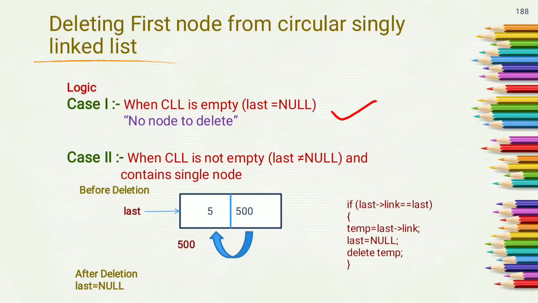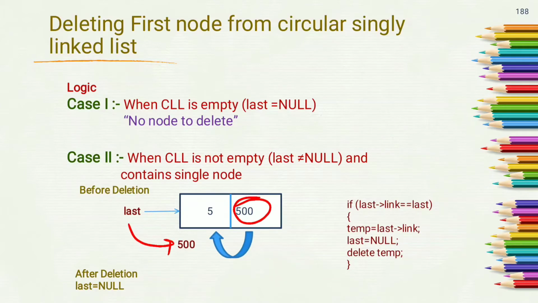Case 2 is when circular linked list is not empty, that means value of last is not equal to null, but circular linked list contains a single node. So before deletion there is a single node in circular linked list. How can we check there is a single node in circular singly linked list? For that we have to check if the value of last link is equal to value of last.